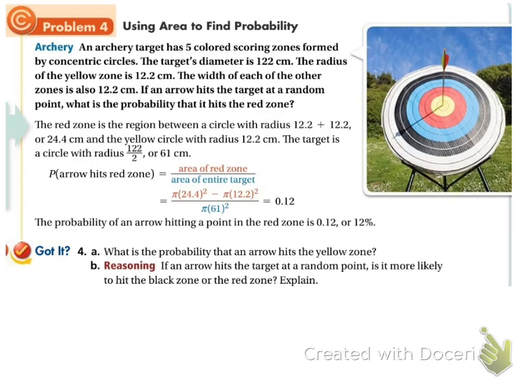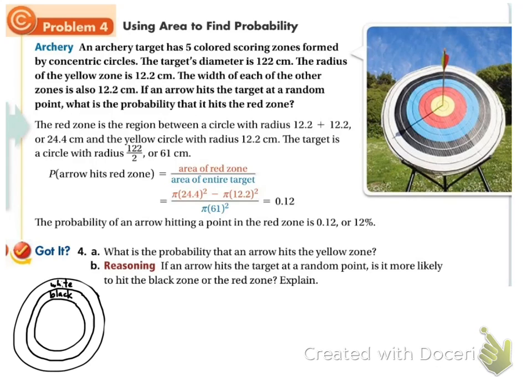Okay. So now we're going to use this target, okay? So we've got this target. Give me a second to draw it. The outside ring is white. The next ring is black. Next ring we get is blue. Next ring is red, and the next ring is yellow. I'm just going to put a Y in there.